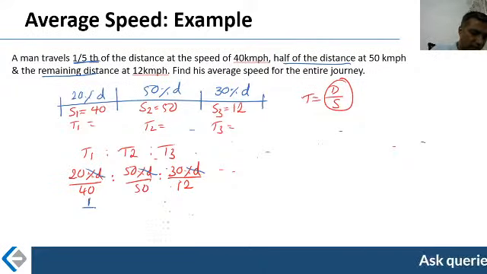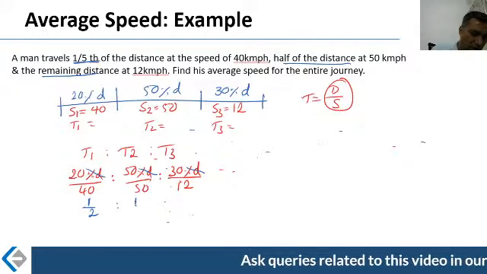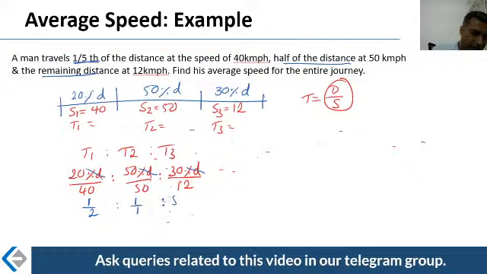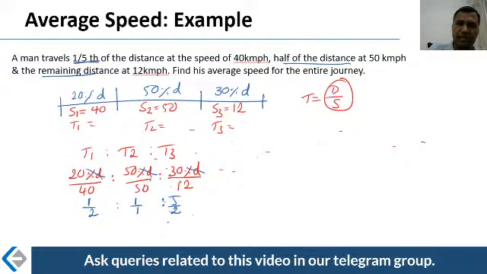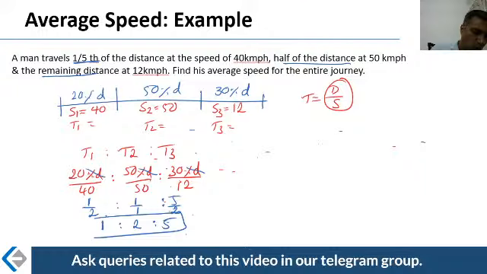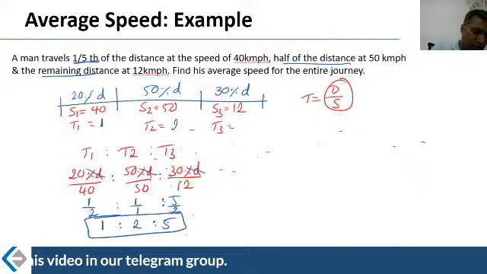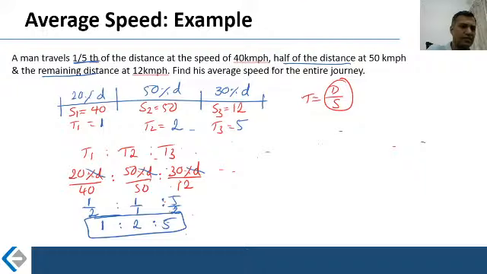Technically, this is 1 by 2, this is 1 by 1, and this is 5 by 2. Multiply throughout by 2 because of the LCM of the denominators. Therefore, you get 1:2:5. That is the ratio of the times taken. This is 1, this is 2, and this is 5. That's enough for me because it's a weight. Weights can be in any form.